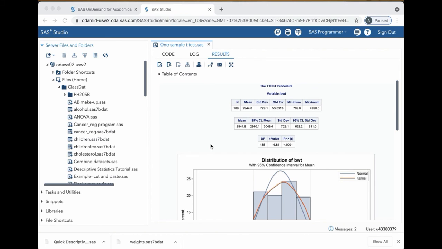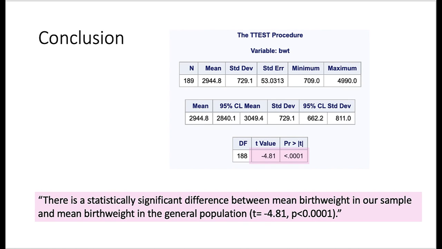So now we can look at our output. Here are some descriptive statistics for the birth weight variable in our sample. And here is our p-value. Since it is less than alpha, we can conclude it is statistically significant, meaning we can reject the null hypothesis and say that there is a significant difference between mean birth weight in our sample and the external birth weight of 3,200 grams. And if we were to write our interpretation in a sentence, it would look like this, with the test statistic and p-value at the end.